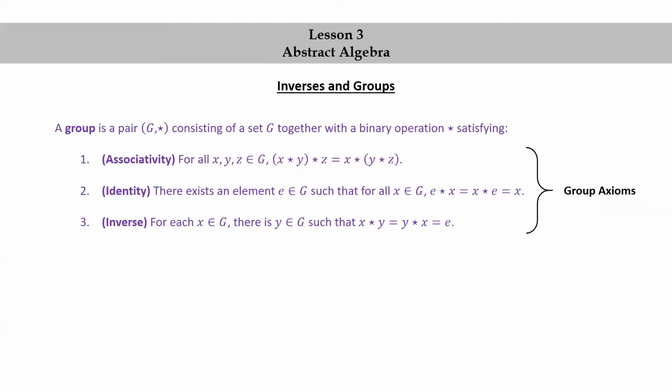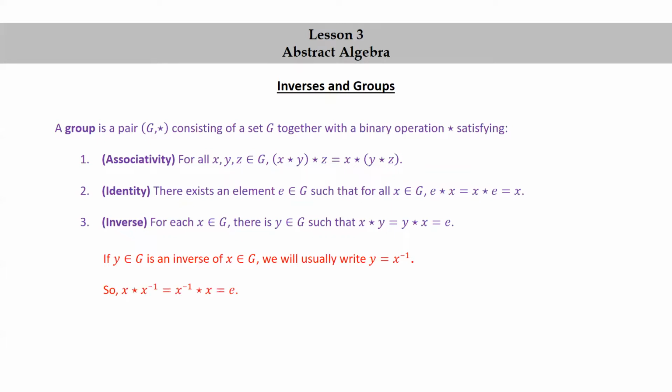The statements of associativity, identity, and inverse together form what is known as the group axioms. Axioms are just statements that we are taking to be true. If y in G is an inverse of x in G, we will usually write y equals x with an exponent of -1. That's pronounced y equals x inverse. So x star x inverse equals x inverse star x equals E.